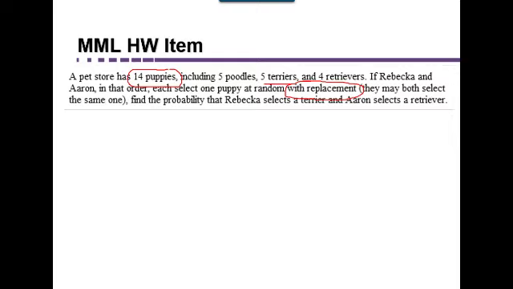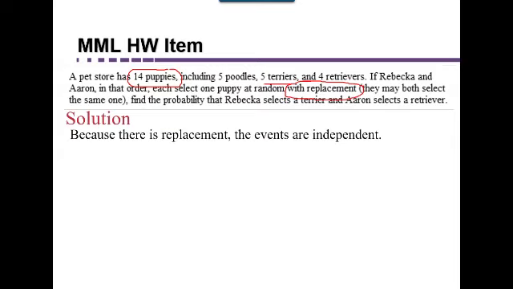The next item I want to look at says a pet store has 14 puppies, including 5 poodles, 5 terriers, and 4 retrievers. If Rebecca and Aaron, in that order, each select one puppy at random with replacement, that means they may both select the same one, find the probability that Rebecca selects a terrier and Aaron selects a retriever.